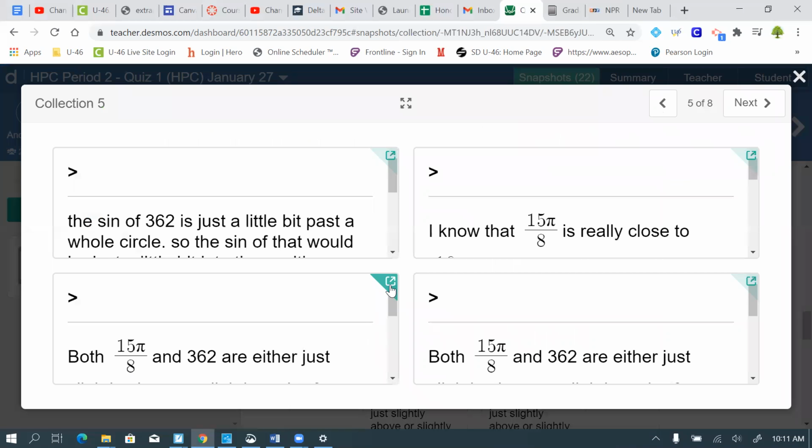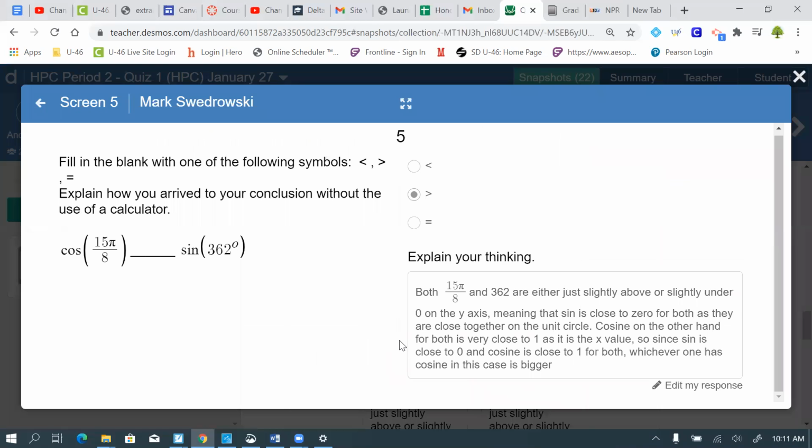Let's see here. We got Mark Swidarski. And great explanation right here. Cosine is very close to 1. Sine is close to 0. So the cosine of this value would be bigger than the sine of this value.